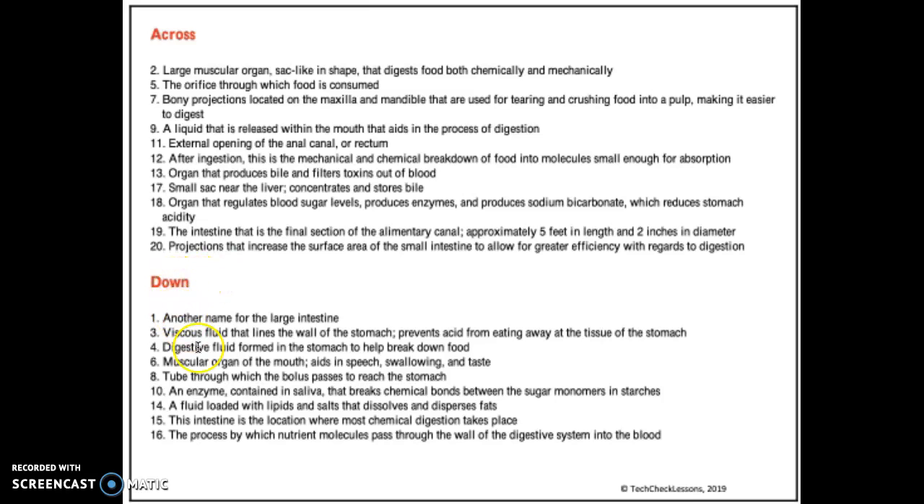Now let's move on to the down part. Another name for the large intestine. Well, if you guess the word colon, you're right.